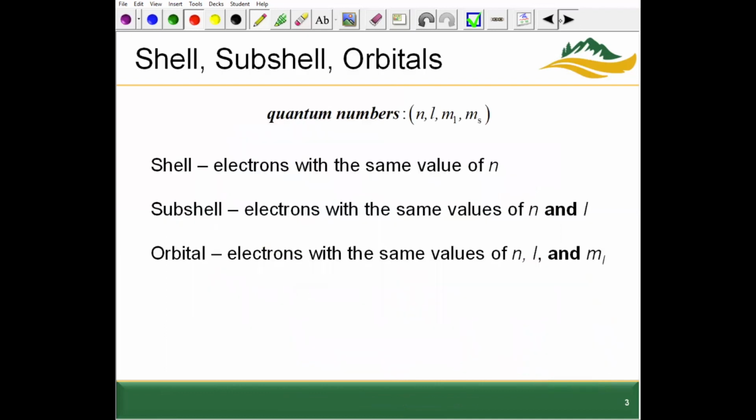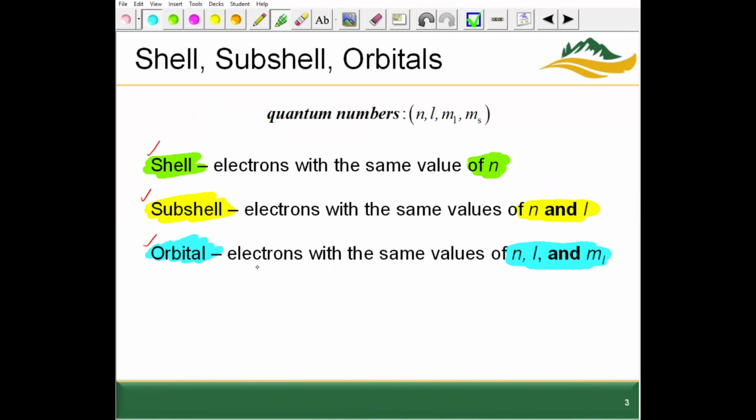Let me also clarify shell versus subshell versus orbital as far as the terminology. The shell is what we refer to as electrons with the same value of n. So they're in the same shell means they have the same value for n. Next, the subshell, again, is n and l. So electrons with the same values of both n and l would be considered in the same subshell. Now for the orbital, we get even more specific. This is electrons with the same value of n, l, and m sub l.